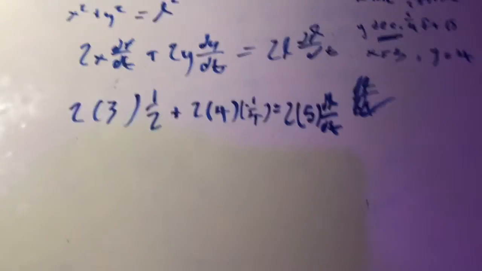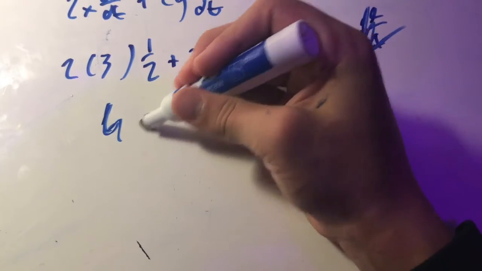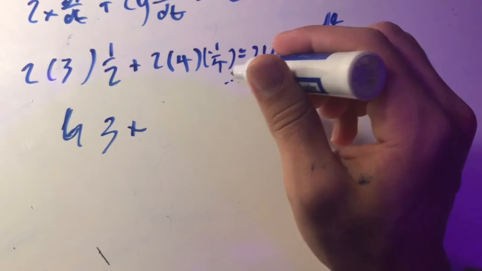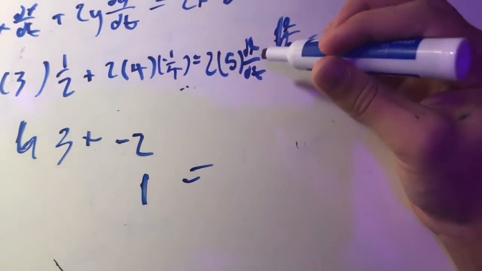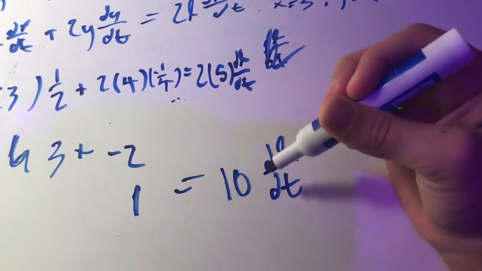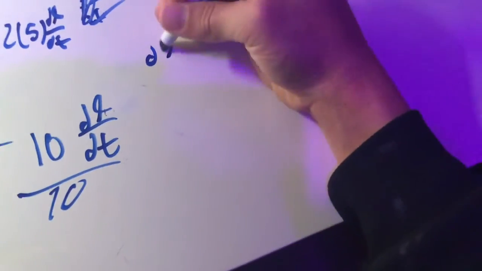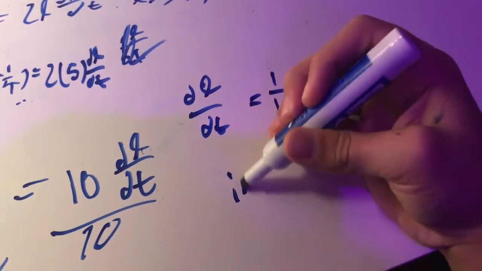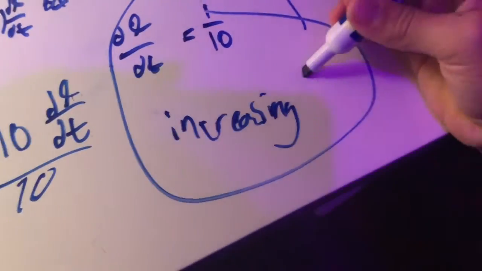Okay, now time to do some solving. So 2 times 3 is 6, times 1/2 is 3, plus 8 times negative 1/4, so that's going to be negative 2, so 3 minus 2 is 1, equals 2 times 5, which is 10 dL over dt. Then, let's do that quick, divided by 10, dL over dt equals 1/10. Bang. So we know that it's increasing at that time. Bang, bang, bang, bang. Let's go, smiley face.